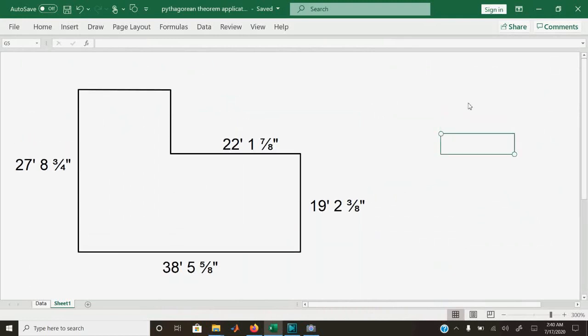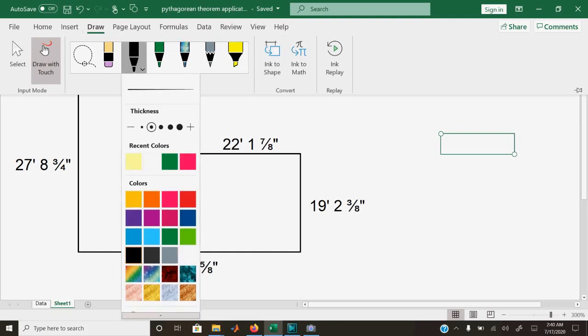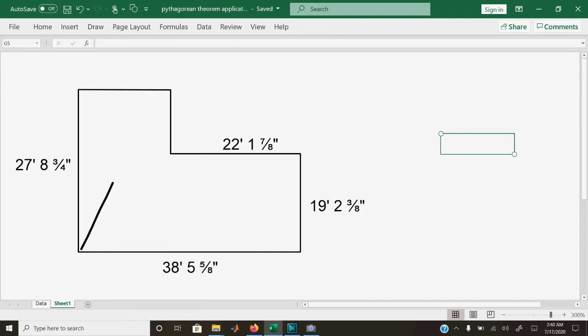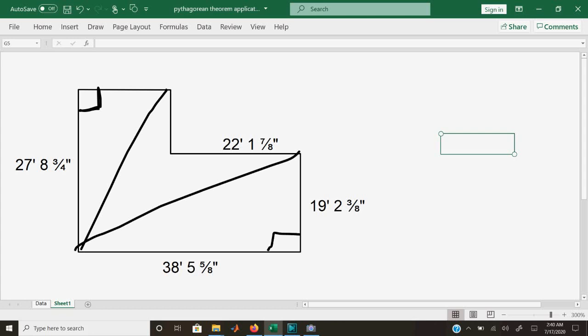So I've got a drawing of a house. It's kind of scaled down, but we can use it to figure out how you would make sure that the corners are square. If you measure this diagonal, it tells you that this corner is square. If you measure this diagonal, it tells you that this corner is square. And you could measure this diagonal to check that this corner is square.